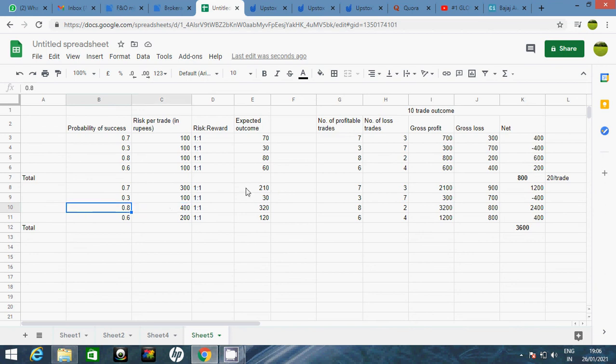So in that case, the expected outcome again will be the multiplication of these two parameters. So 300 into 0.7 will be 210. This will be 30 only, because the probability of success is low and we have bet less.